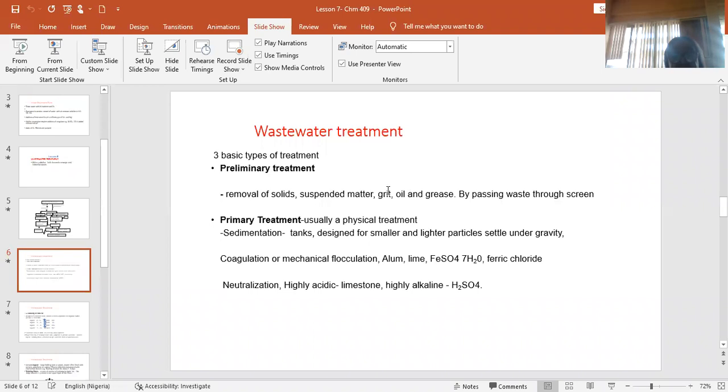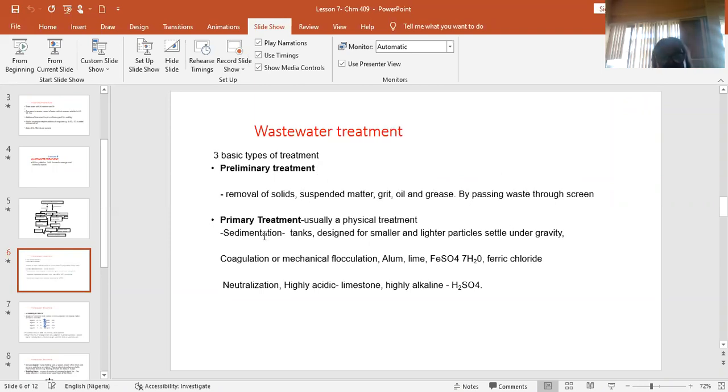It's also removal of oil and grease, and this is done by passing it through the screen. So it's removal of solids, of suspended matter, of grit, of oil and grease, by passing through the screen. That's the pre-treatment stage.